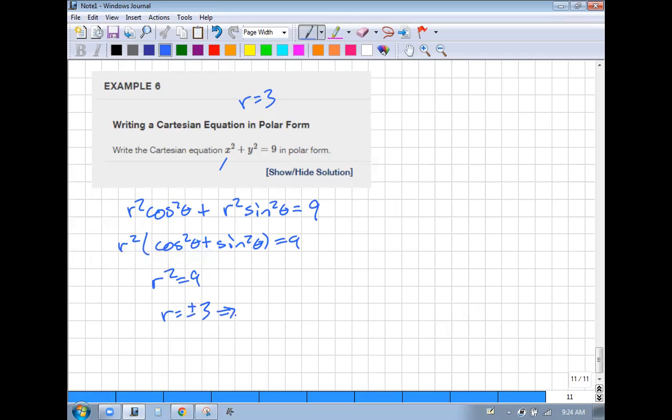Well, that's two different equations, right? That's r equals 3, and this is r equals minus 3. Well, those are both a circle of radius 3, aren't they? We really only need one of these. So this is much nicer than that.